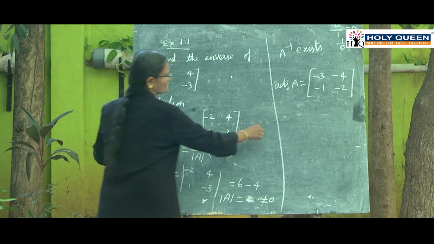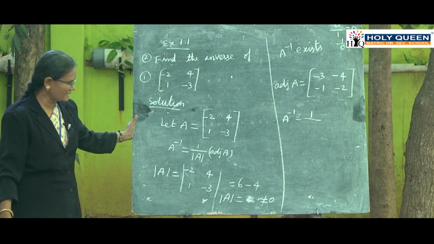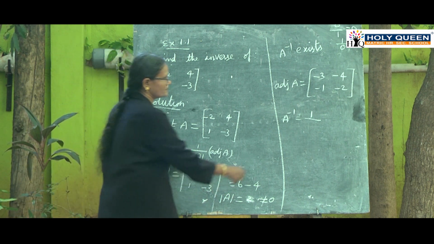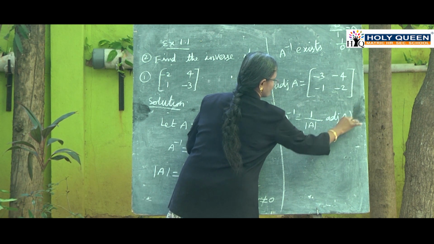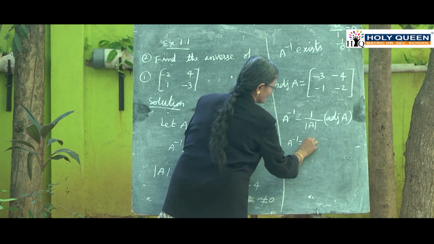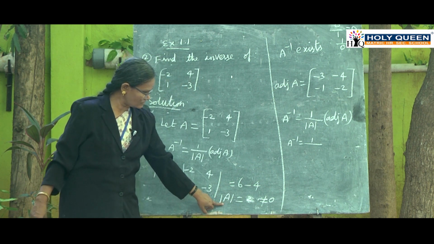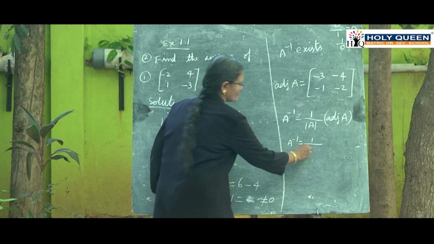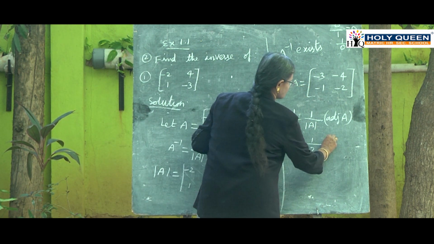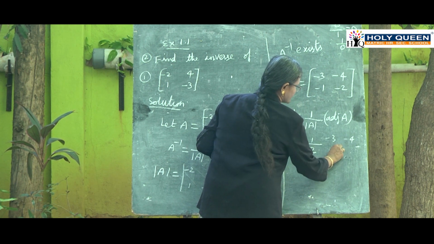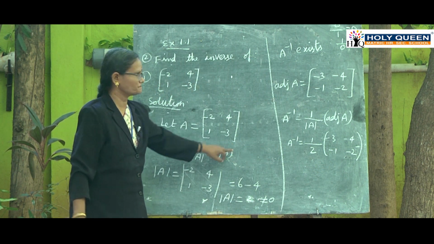Therefore, A inverse is equal to, what is the formula for A inverse? A inverse is equal to 1 divided by determinant of A into adj of A. What is the determinant value here? The value of determinant A is equal to 2. What is adj of A? Adjoint of A is minus 3, minus 4, minus 1, minus 2. This is the value of A inverse.